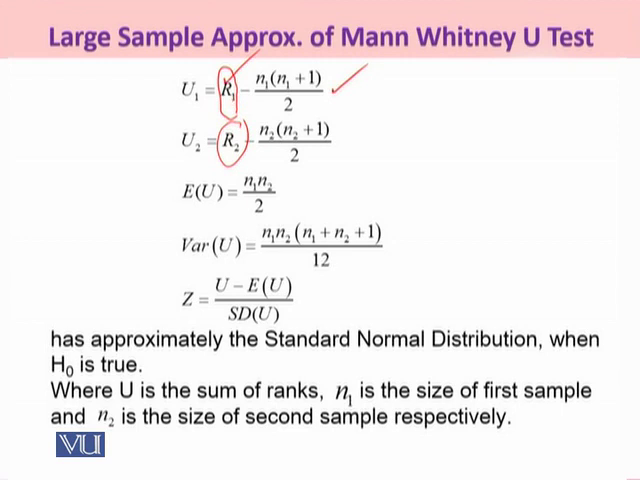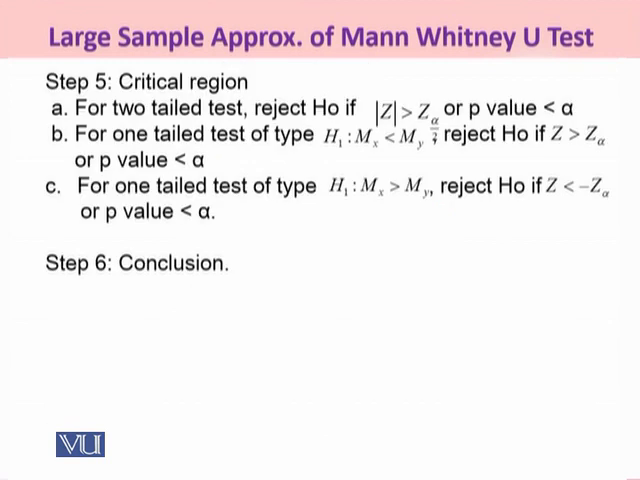Once you are done with that, you have to calculate the expected value of U and the variance of U. Using all these, you calculate Z. Z has approximately the standard normal distribution. As you must be aware, the standard normal distribution is the distribution for which the mean is 0 and the standard deviation is 1. This holds when H0 is true, where U is the sum of ranks, N1 is the size of the first sample and N2 is the size of the second sample.